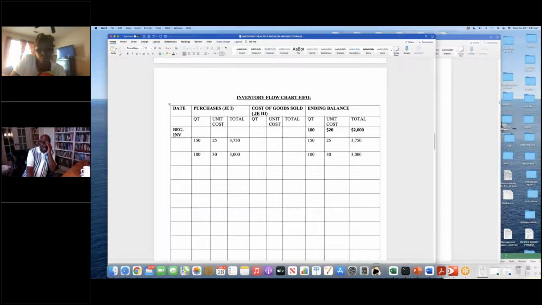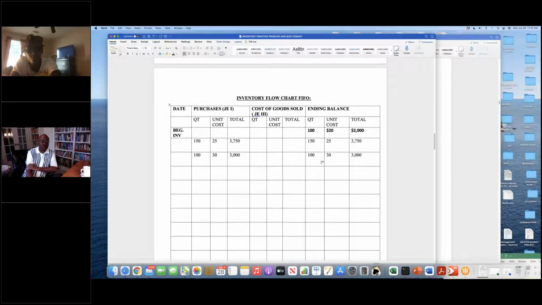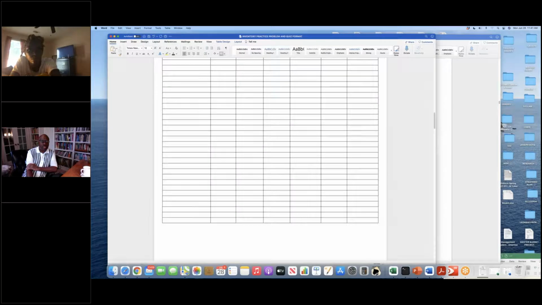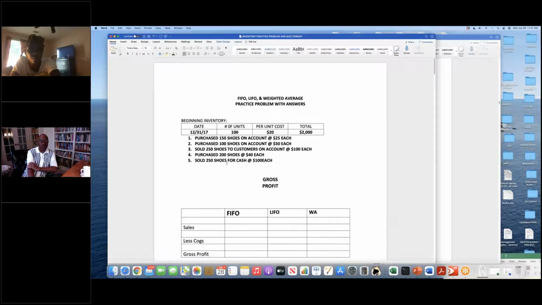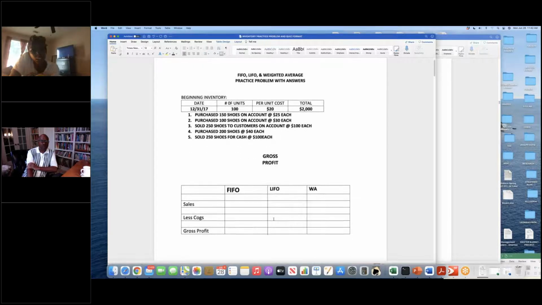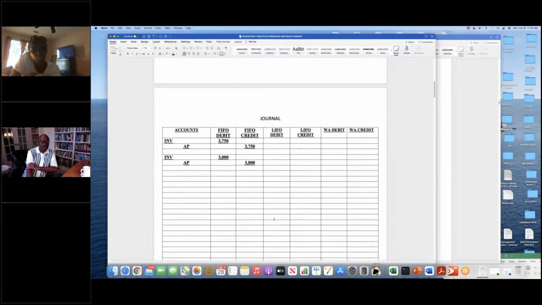So at this stage, we had 100 in beginning inventory, then we had 150 that we bought, then we bought another 100. And now we have our first sale, and it says we sold how many? 250 shoes at $100 each. So we sold 250 pairs of shoes at $100 each.